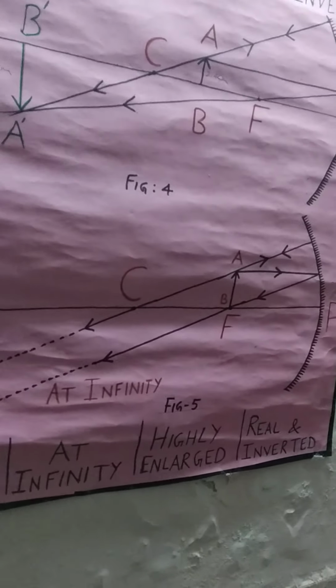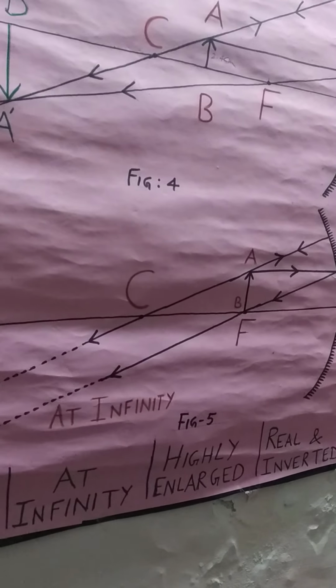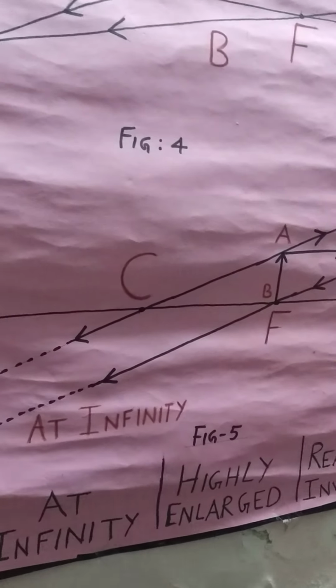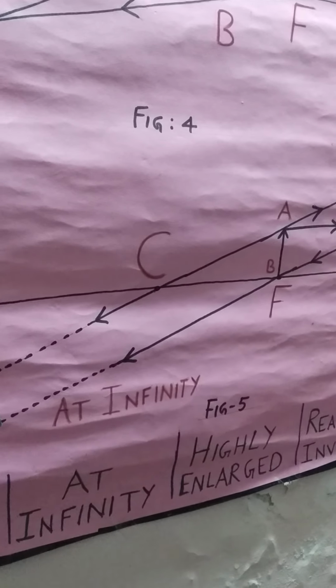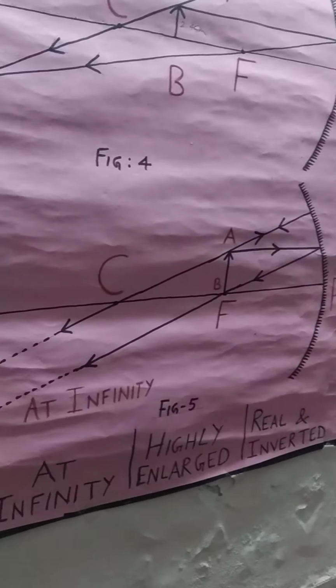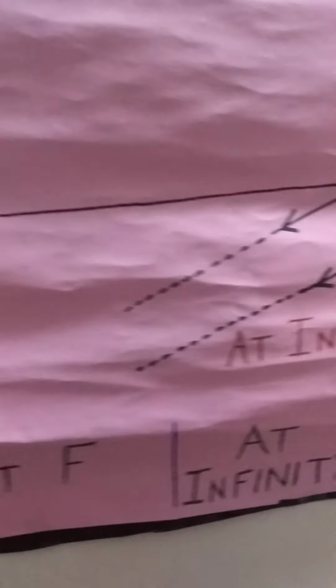Since the image is formed in front of the mirror, we know that a real image is always inverted. So nature of the image is real and inverted.